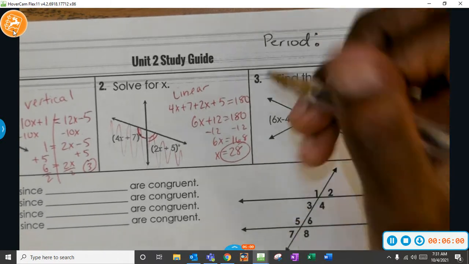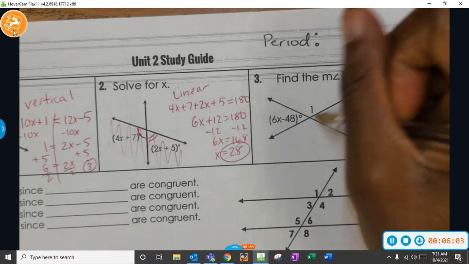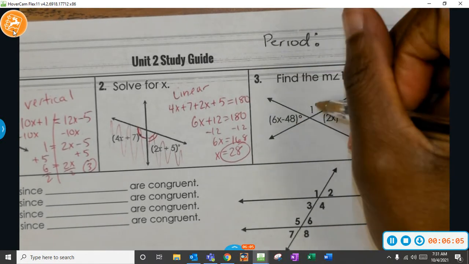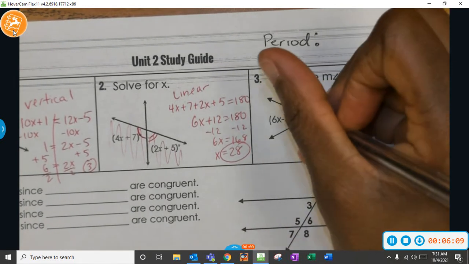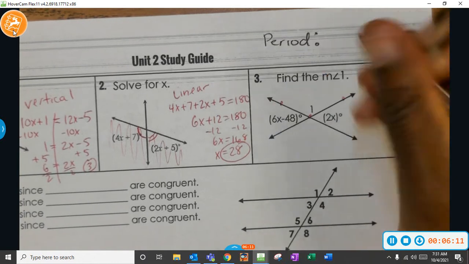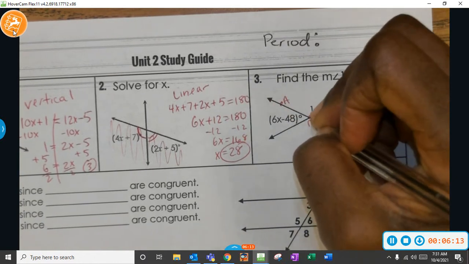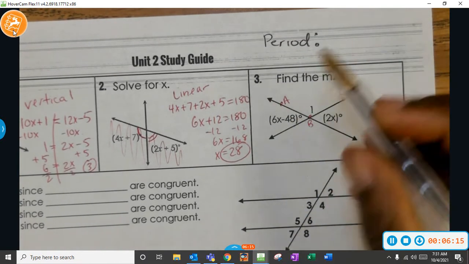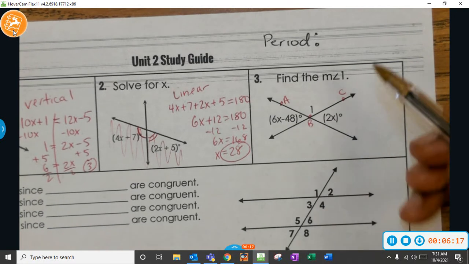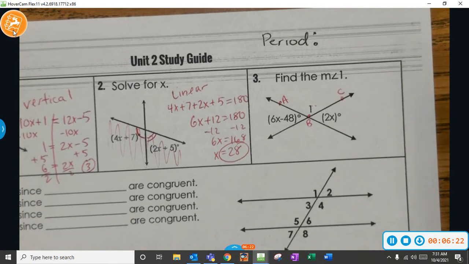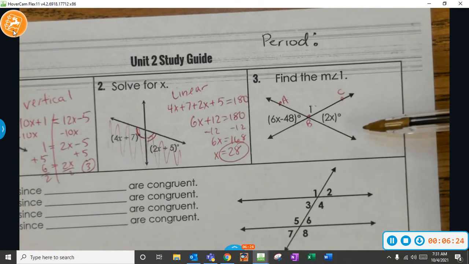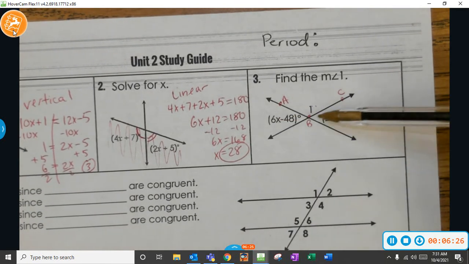All right, number 3, they want us to figure out the measure of angle 1. It doesn't have a degree symbol by 1, so this is just really a name for the angle. They could have put letters on here and called this angle A, B, C. It's just a notation identifying the angle they want you to find. So in order to find that angle, you'd actually need to figure out x first and figure out one of these two angle measures.